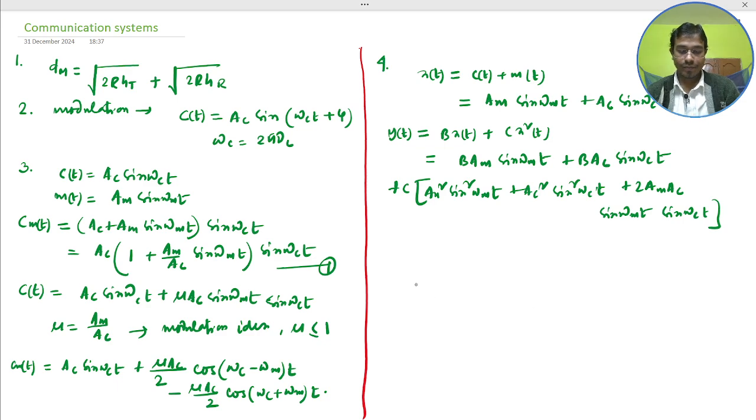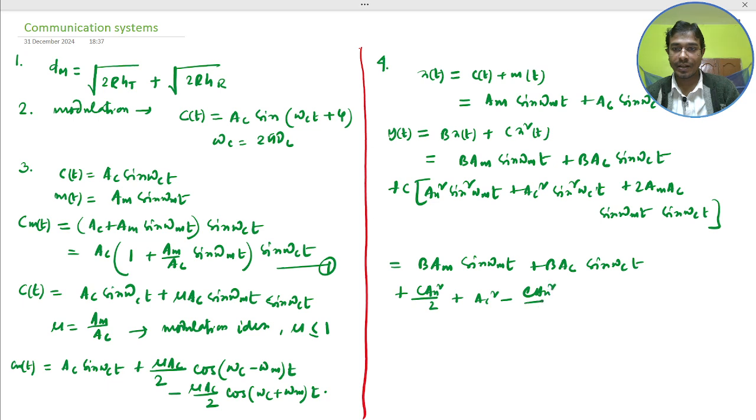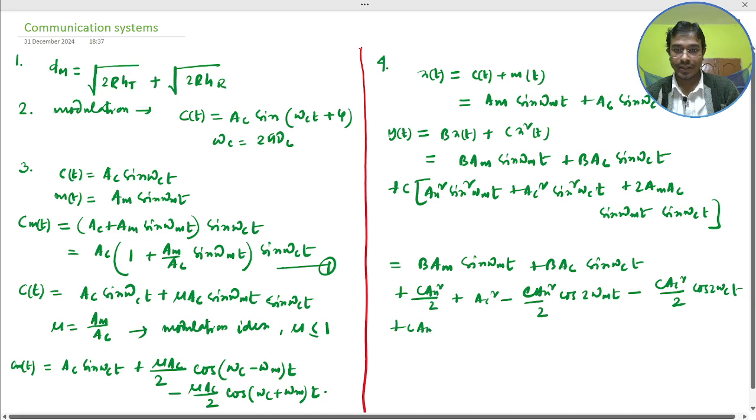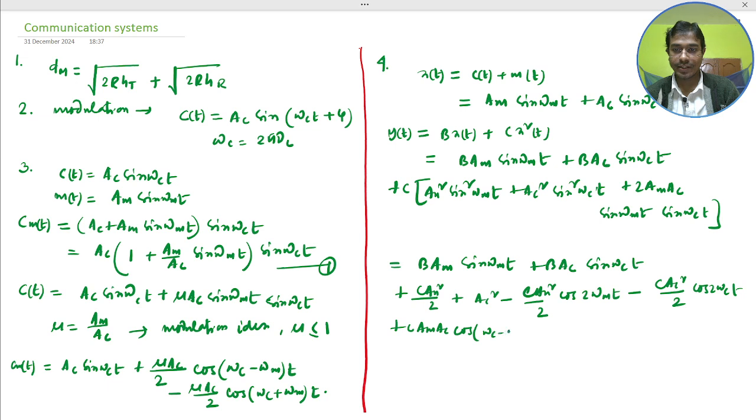So now we write it in this form: b Am sin omega mt plus b Ac sin omega ct plus c Am square by 2 plus c Ac square by 2, minus c Am square by 2 cos 2 omega mt, minus c Ac square by 2 cos 2 omega ct, plus c Am Ac cos of omega c minus omega m t, minus c Am Ac cos of omega c plus omega m t.